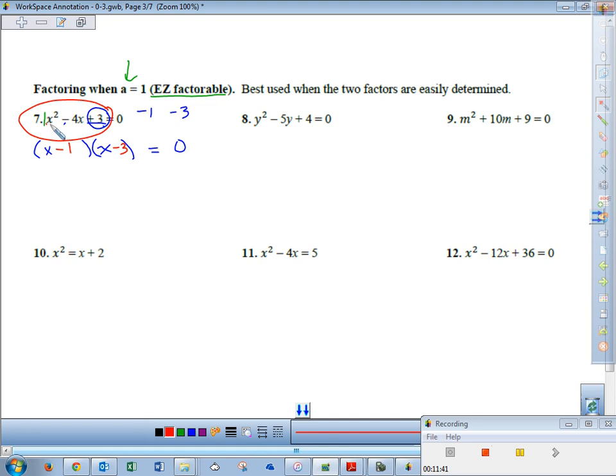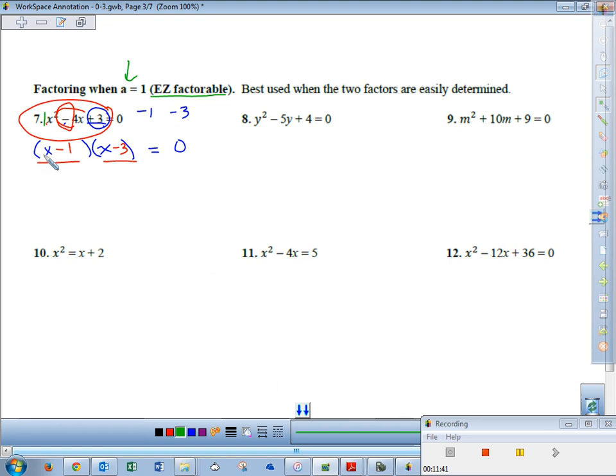First terms times each other is x squared. Outside terms times each other is negative 3x. Inside terms is negative x. And then the last terms times each other is a positive 3. And you combine your like terms, and you'd get that guy right here. This is an equation, though. We can solve it. We broke it down to a linear times a linear.